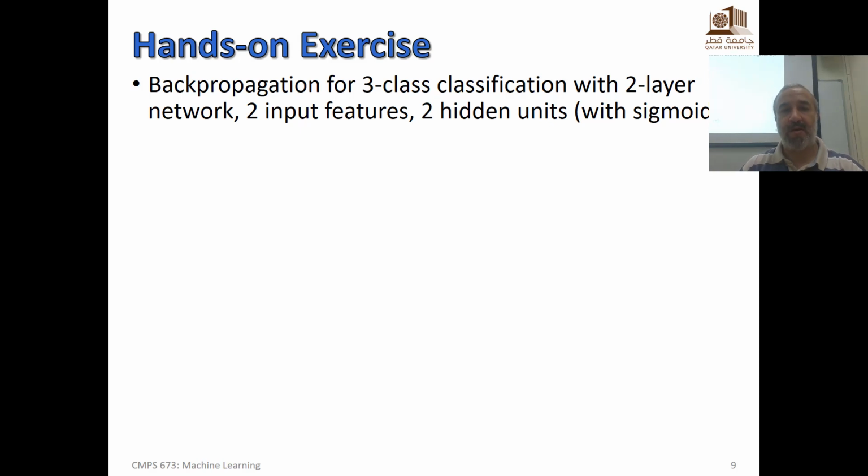So here's the exercise. I want you to get a piece of paper and try this, and we will have an interactive discussion. What we want here is to apply backpropagation for 3-class classification with a 2-layer network, 2 input features, and 2 hidden units with sigmoid. Okay, so we want to apply backpropagation on this network. What is the first thing we should do here?